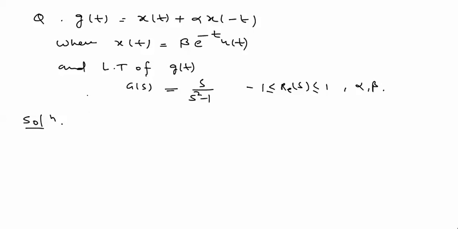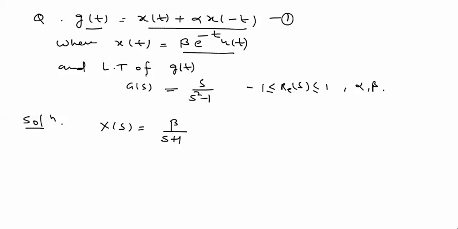The solution for this question: g(t) is defined in this way, x(t) is defined in this way, and the Laplace transform of g(t) is given to us. We have to compare. The Laplace transform of x(t) is beta upon s plus 1, and by taking the Laplace transform of this equation, G(s) equals X(s) plus alpha X of minus s.